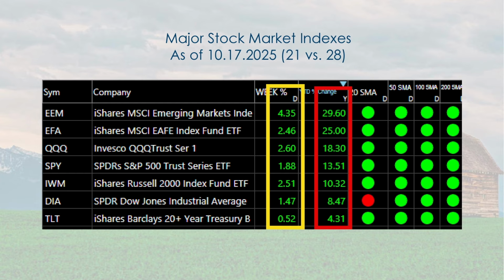Isn't that interesting? All of them, including bonds, are positive. In the pink box, year to date, again, they're all positive. Quite unusual. And then to the right of that are the dots indicating above or below the 20, 50, 100, 200-day moving averages. All of those are positive except for one for one period. So basically a very positive report.